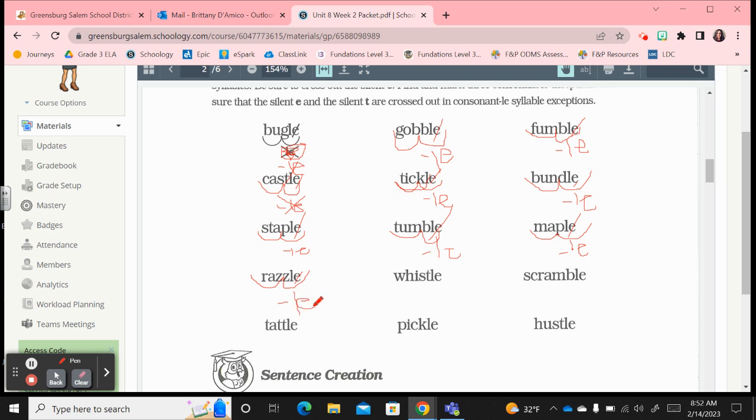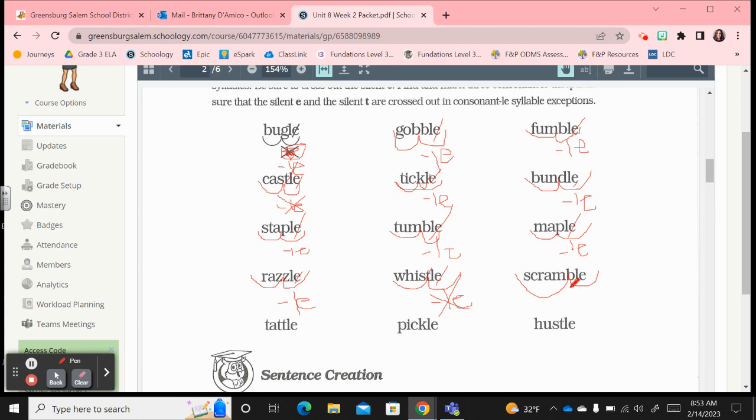Okay, here we have, if you notice, the STLE, castle, whistle. That is your consonant LE exception. Whistle. We have consonant LE exception. So make sure we mark that just like we did with castle. And you're crossing off again, both the silent T and the silent E.